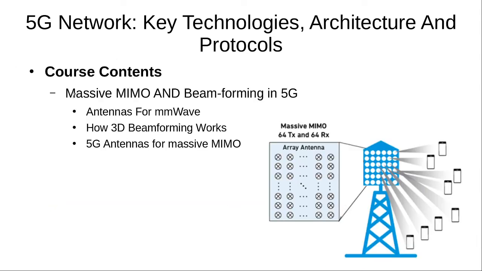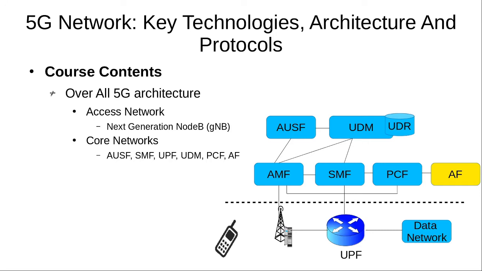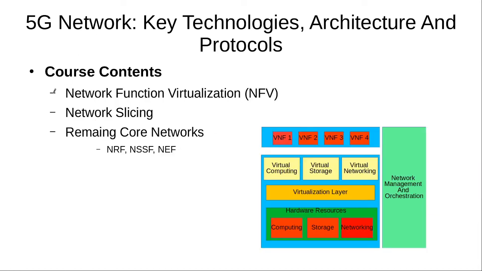Then we will explain the concepts of massive MIMO and beamforming in 5G. After that, we will take a deeper dive into the overall 5G network architecture, what is the 5G access network, what is 5G core network, and what are the elements of the 5G core network and what are the functions of those elements. Then we will explain the network function virtualization and network slicing in 5G.